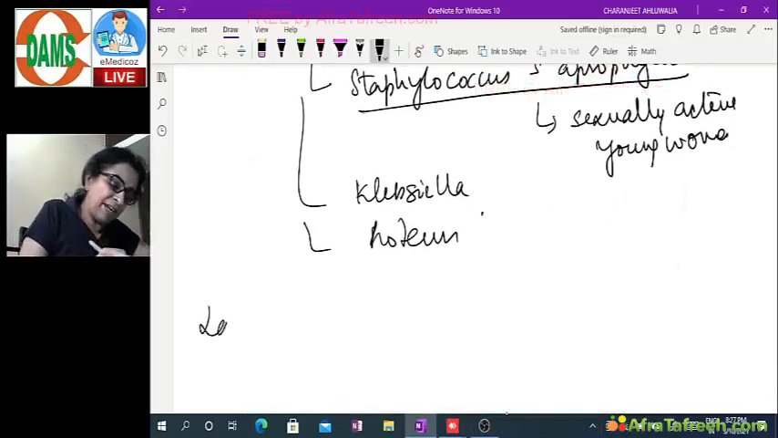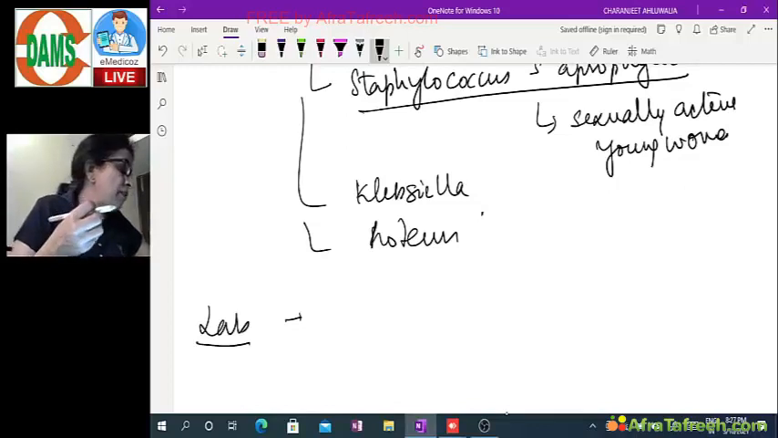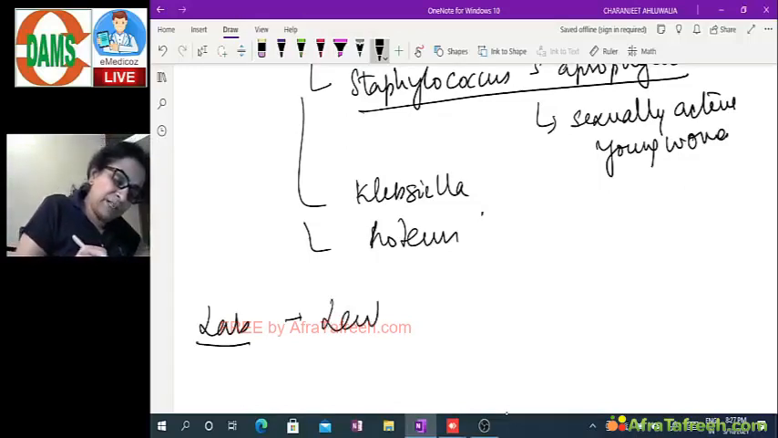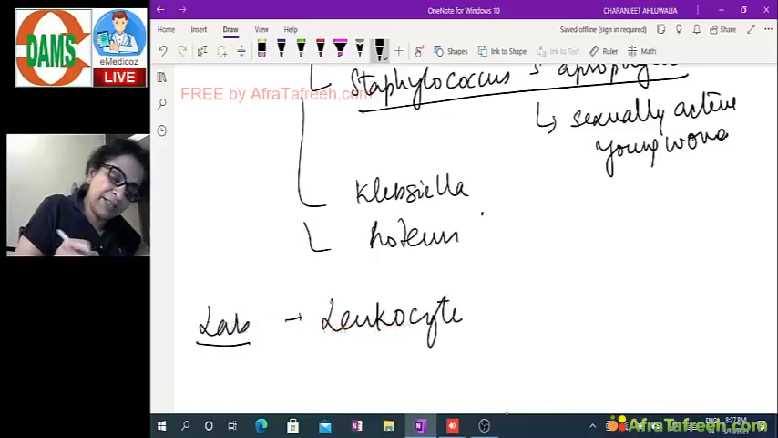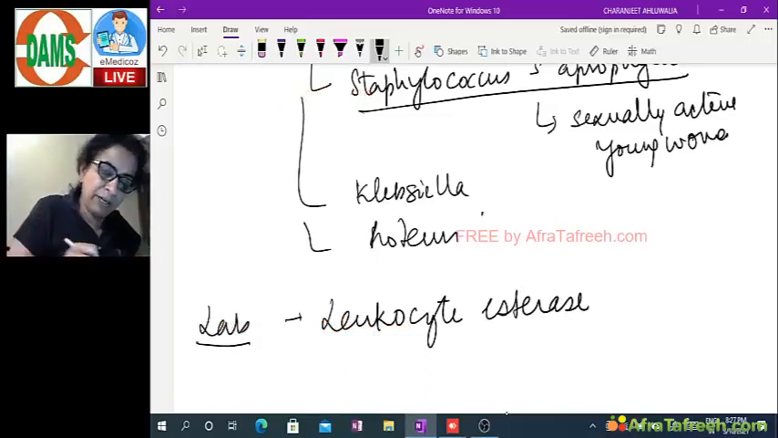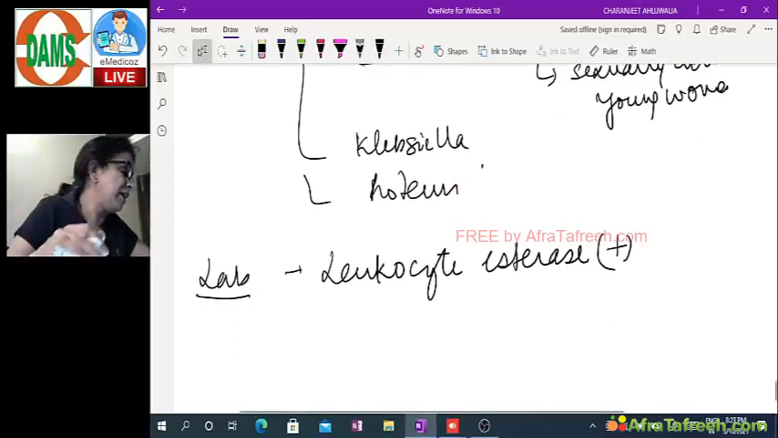Okay, now what will the lab findings be? In laboratory studies, number one, you will find WBCs in the urine. A test for WBCs is leukocyte esterase. This is the enzyme of WBCs in the urine, which we can detect by dipstick. So when you put a dipstick in the urine, it will be positive for leukocyte esterase. That tells you there are WBCs in the urine.